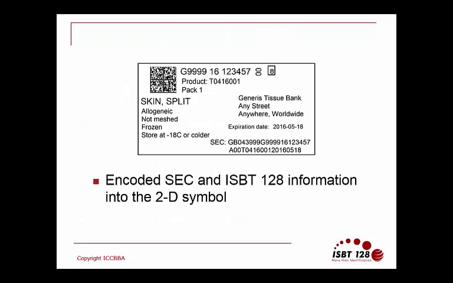This label example shows the SEC added in 2 lines to the bottom of an ISBT 128 label. The 2-dimensional barcode on this label contains the donation identification number, the product description code, the division or split number, the expiry date, and the full SEC, allowing all of this information to be captured electronically in a single scan.